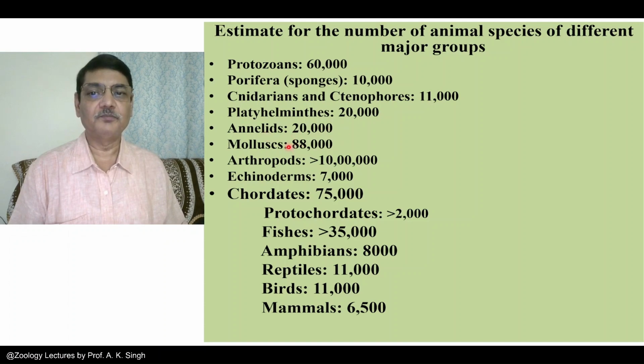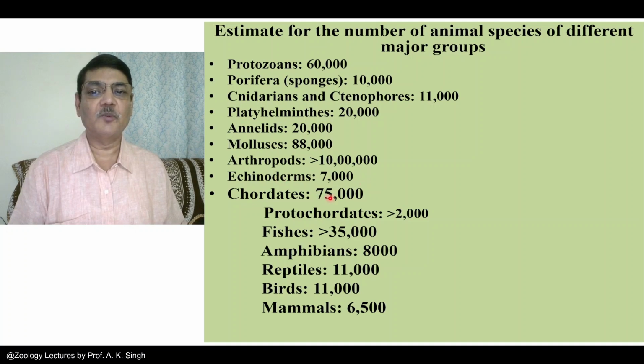Mollusks, they are the second largest group of animals. Nearly 88,000 species of mollusks have been reported so far. More than 1 million species of arthropods, in which the major number is of insects, are reported. Echinoderms, nearly 7,000 species of marine animals like echinoderms are reported.